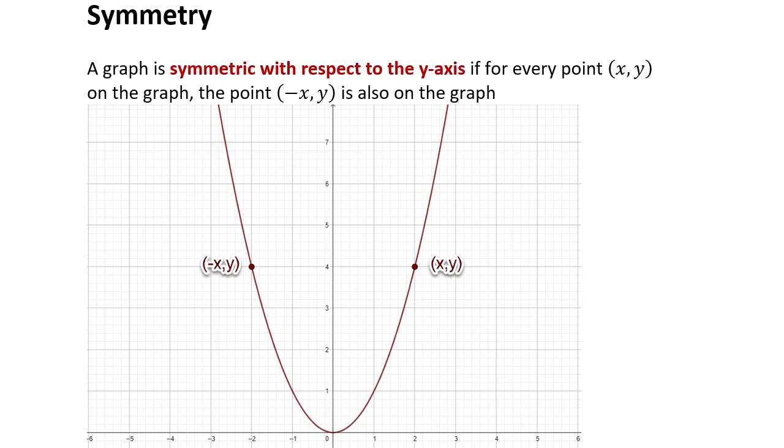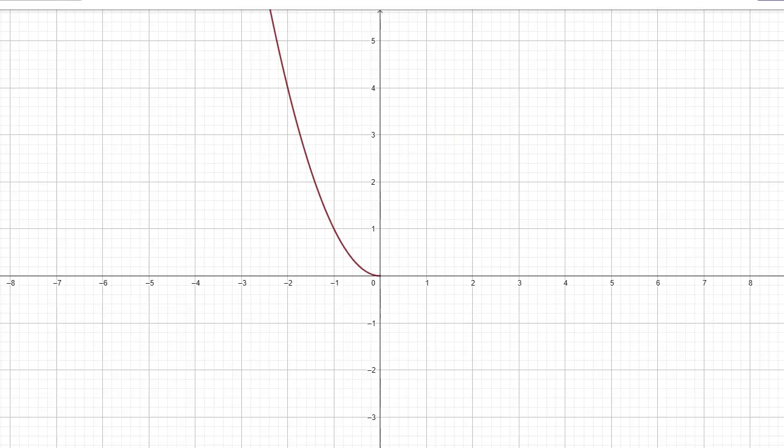Symmetry. A graph is symmetric with respect to the y-axis if for every point (x, y) on the graph, the point (-x, y) is also on the graph. It's as though there's a mirror on the y-axis. If I put ink to the left of the y-axis and folded the paper in half, we see the symmetry.